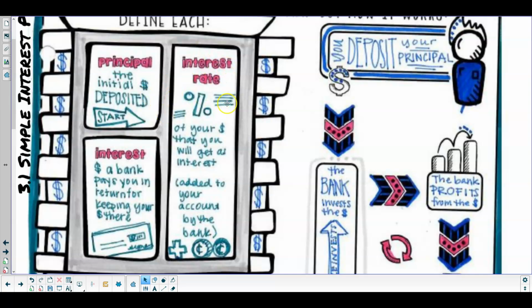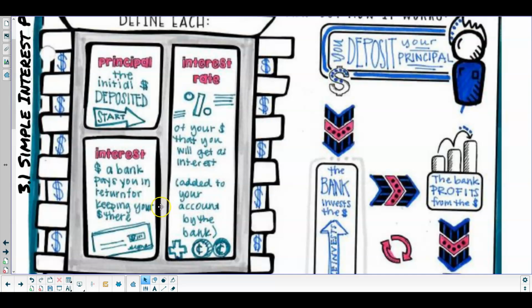There's going to be an interest rate, and you want to make sure that you're filling in your notes with what an interest rate is. We talked about this already in Unit 2. It's the interest that you're going to get on your money added to your account, and interest itself is money that the bank pays you in return for keeping your money.